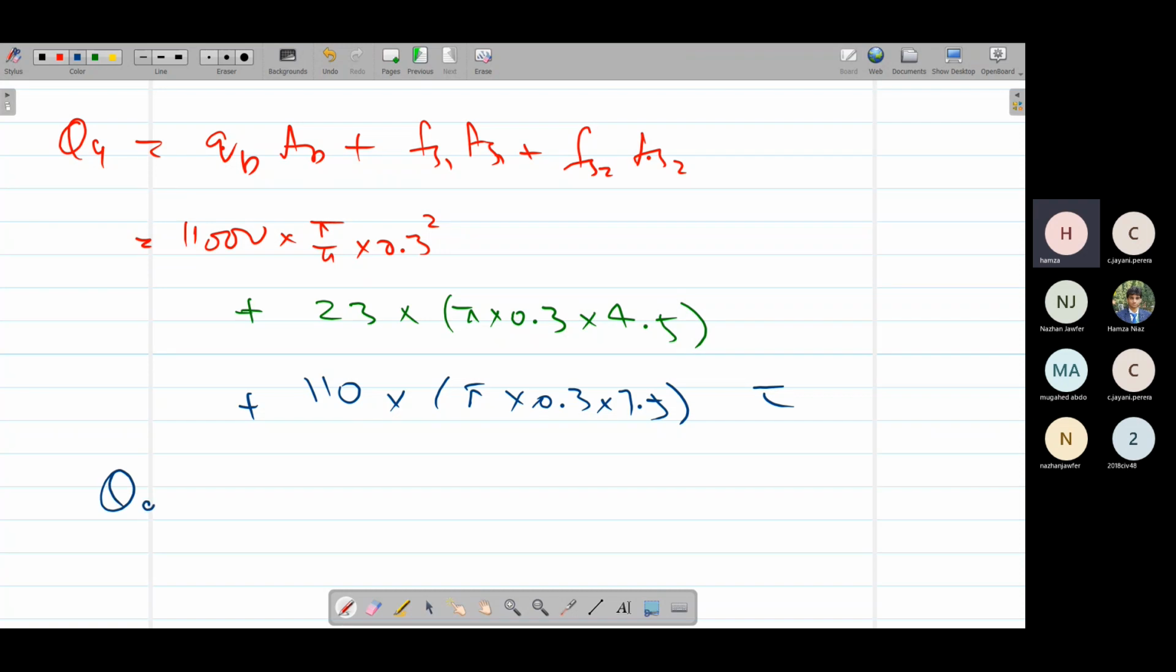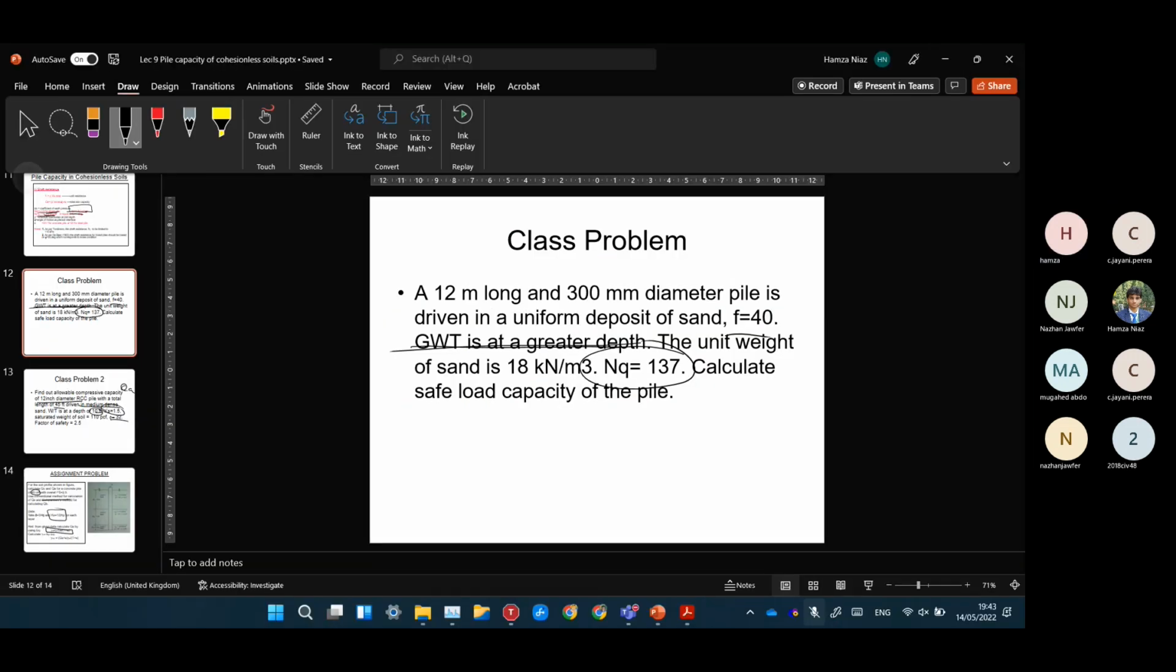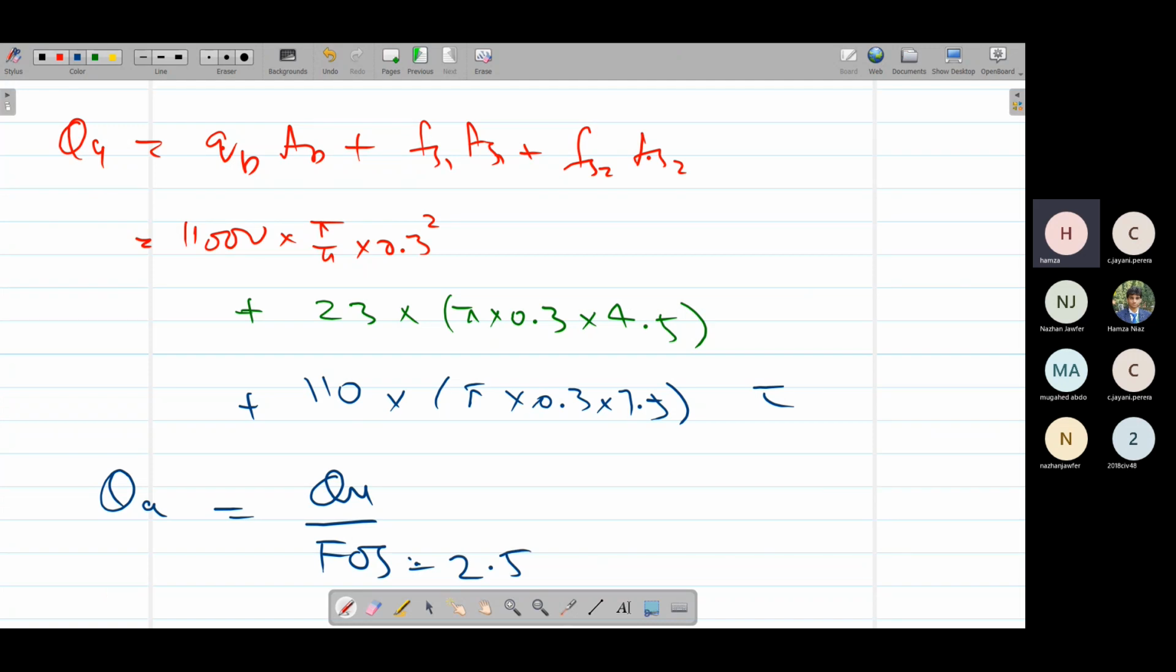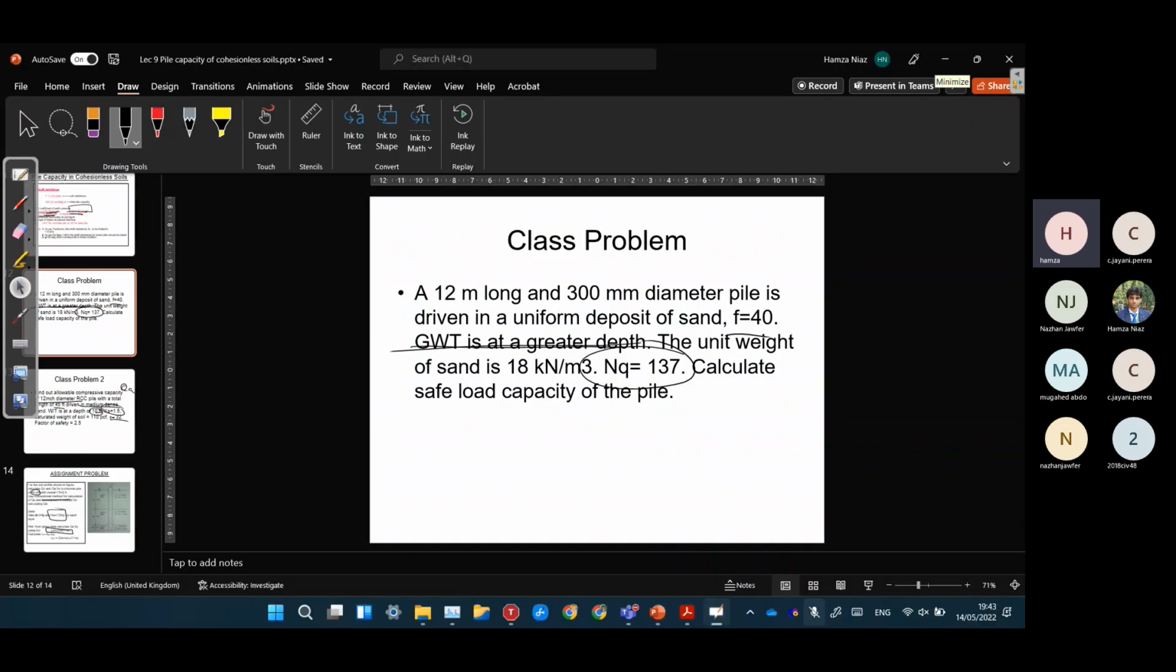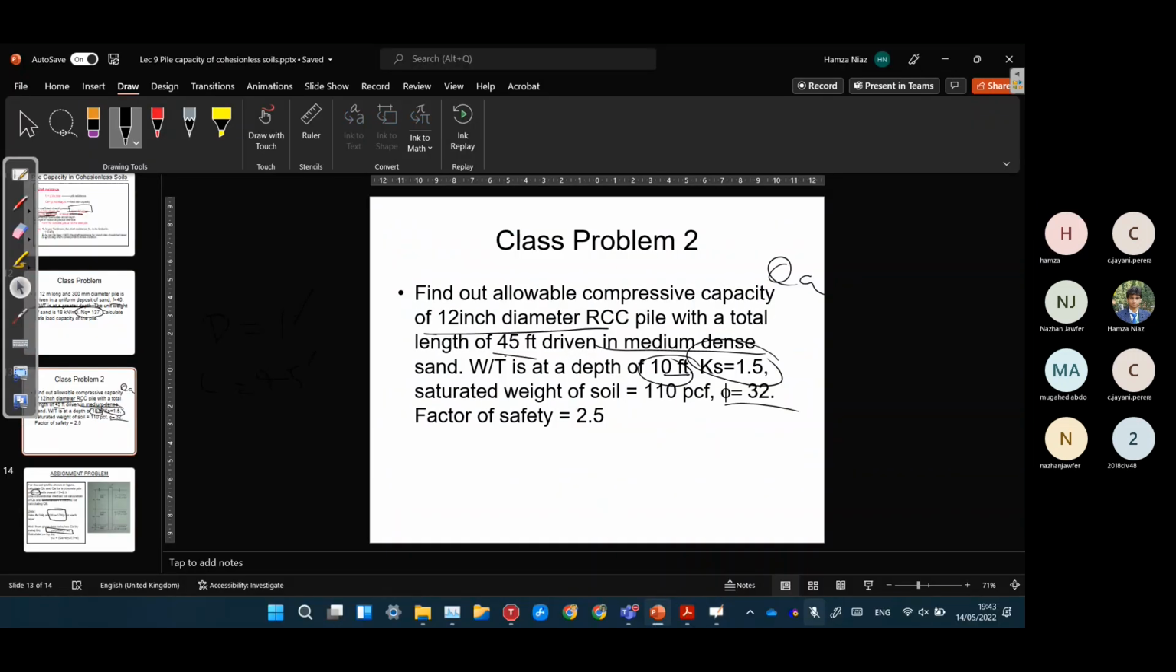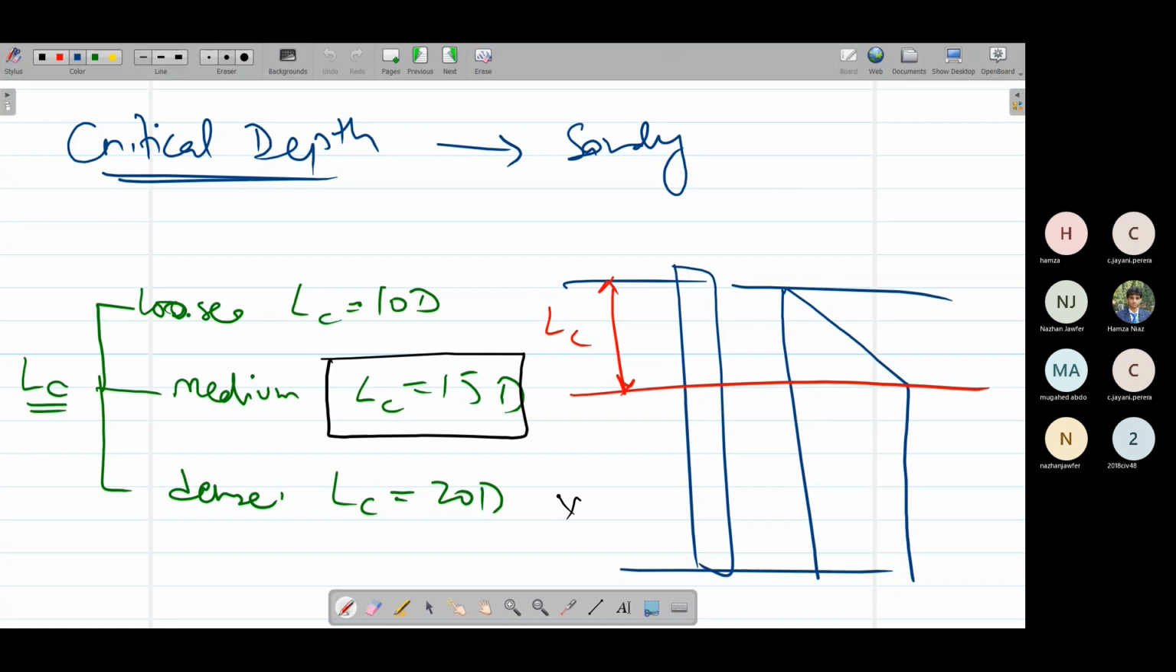The Q allowable, what is required in the question, is QU over factor of safety. Factor of safety, simply assume 2.5 if they have not given. So we can get Q allowable as QU over 2.5. So this way we can solve this question. Any issue in this one?